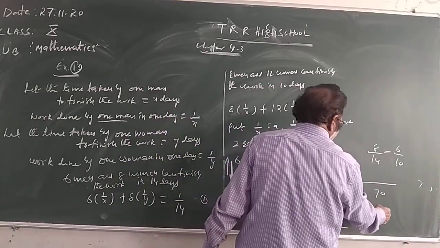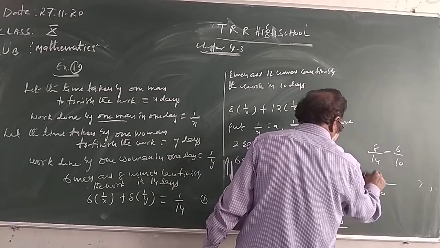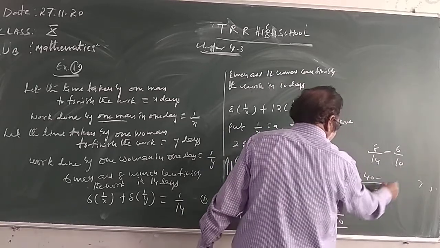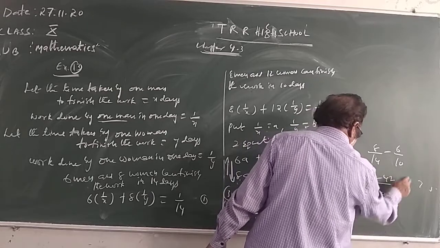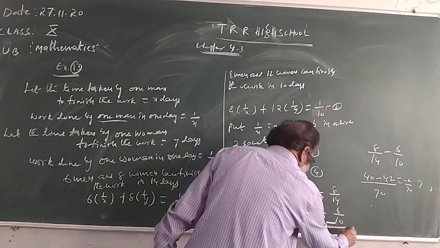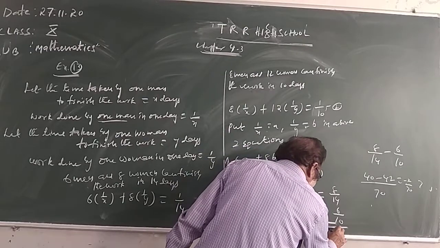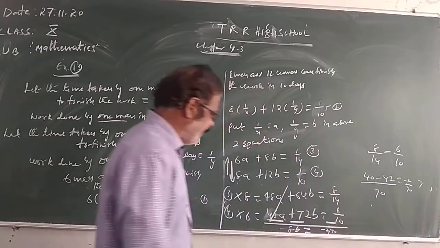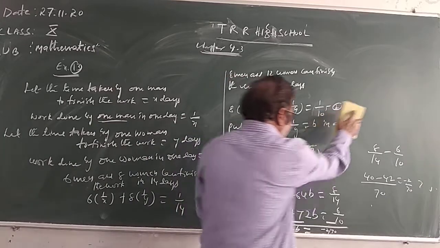14 by 70, 5 times, 5 8 40. 10 in 70, 7 times, 7 6 42. How much? Minus 2 by 70. What is the answer? Minus 2 by 70. Minus 8b is equal to minus 2 by 70.